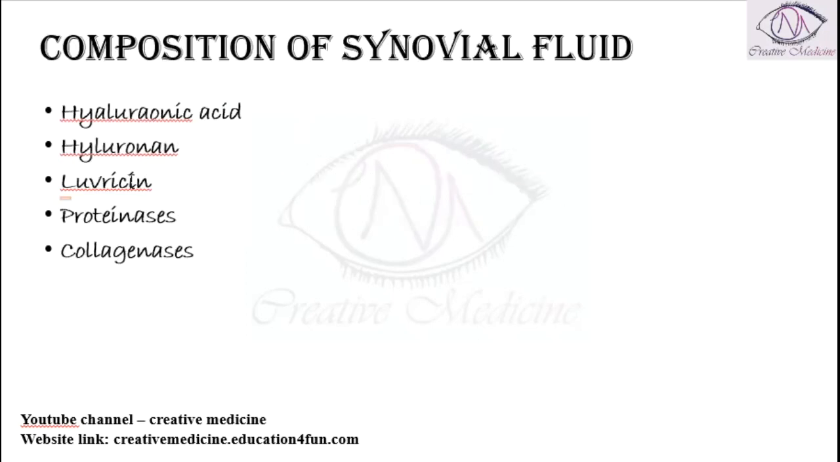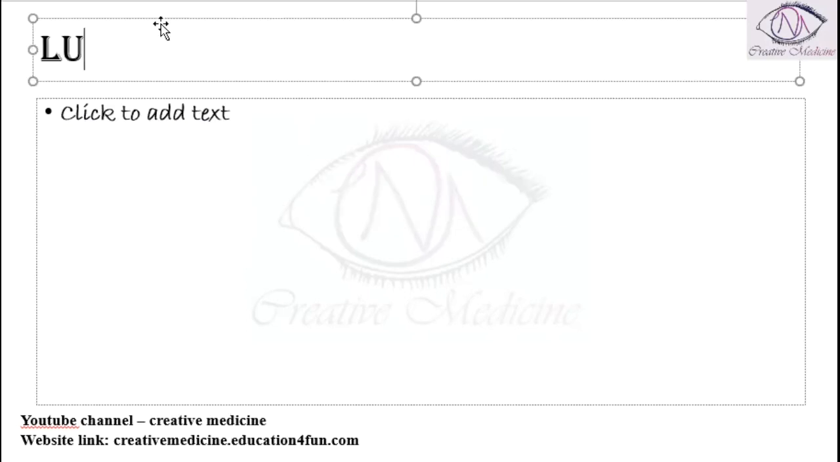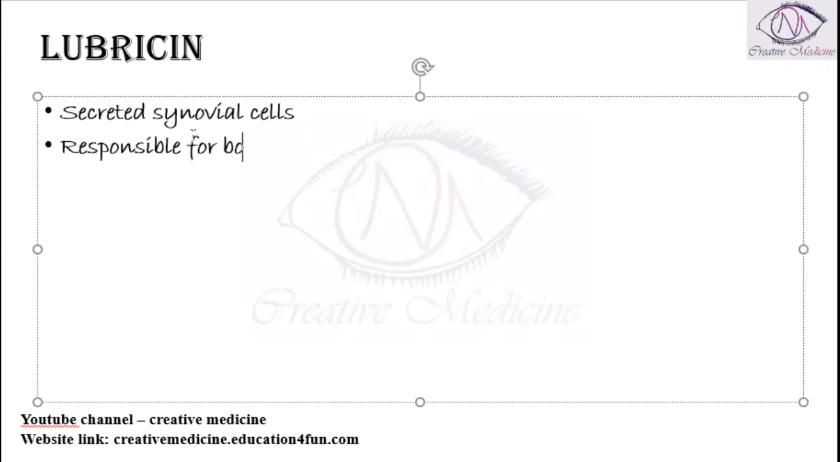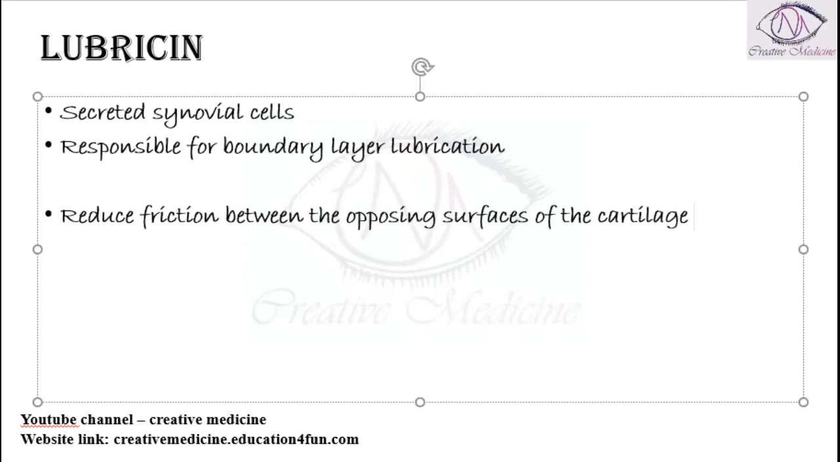The second important component is lubricant. Lubricant is secreted by the synovial cells, and it is responsible for boundary layer lubrication. This boundary layer lubrication reduces the friction between the opposing surfaces of the cartilage. So this is about lubricant.